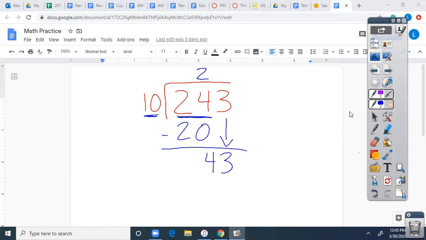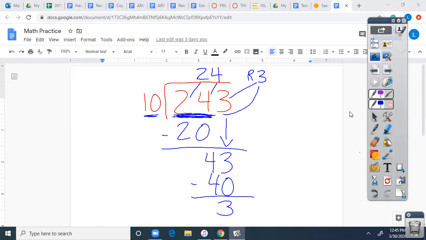Bring down the 3. Now we're going to say 10 goes into 43 how many times? Goes in 4 times. 4 times 10 is 40. Subtract, and we get 3. Remainder of 3. Are you guys seeing a pattern here? Okay. There is a pattern because we've got 2 right here, 4 right here, and 3 right there. So when you're dividing by 10, you can kind of see that pattern. Your answer is going to be the first 2 digits, and then your remainder will probably be the third digit of the number.